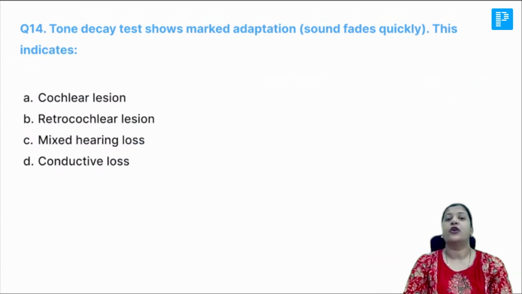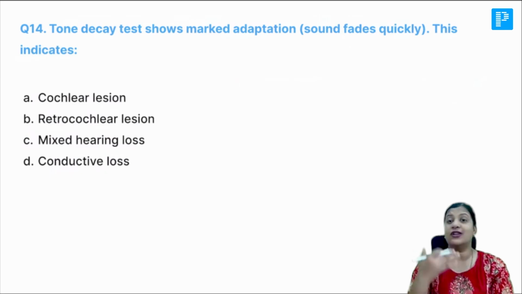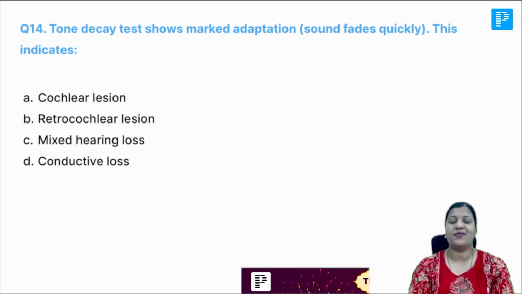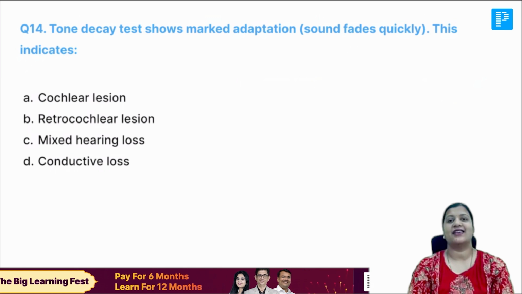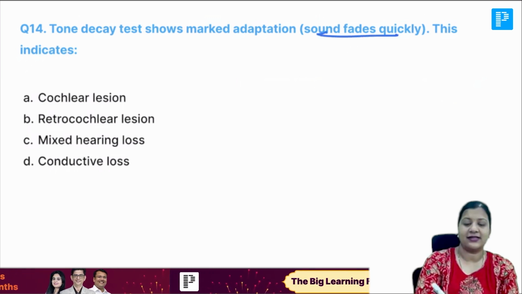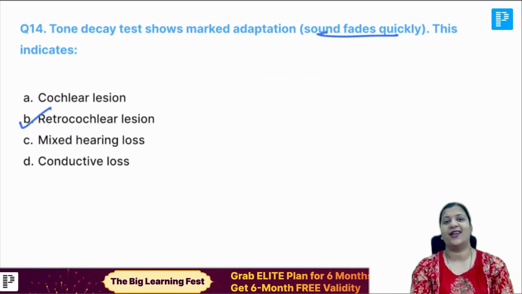So I think everything has been discussed in this one slide, giving you a complete overview of the understanding of audiological tests. Tone decay test shows marked adaptation, which means that the sound is fading very quickly. This indicates, we've done this now, to tell me whether it's a cochlear pathology, retrocochlear pathology, mixed hearing loss or conductive hearing loss. So tone decay test, if the sound fades quickly, indicates retrocochlear pathology.